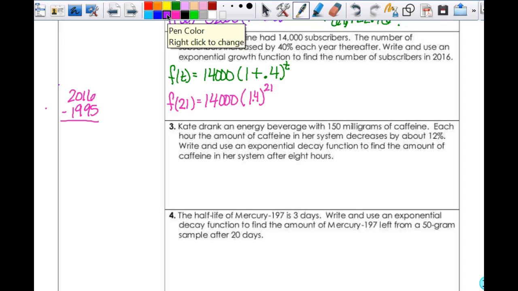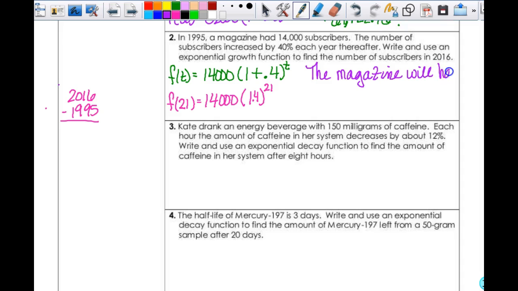All right, so then I can say, now if you've already written your sentence, it doesn't have to be word for word mine. I mean, you can word these in different ways and say the same thing, but what I'm going to say is, the magazine will have blank subscribers in 2016. All right, so let's see. Twan, what did you get? What would that number be, Twan? Can you be a little bit more specific?